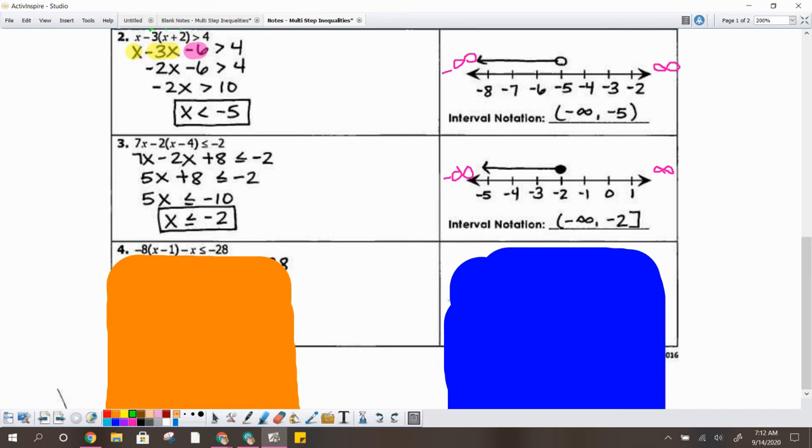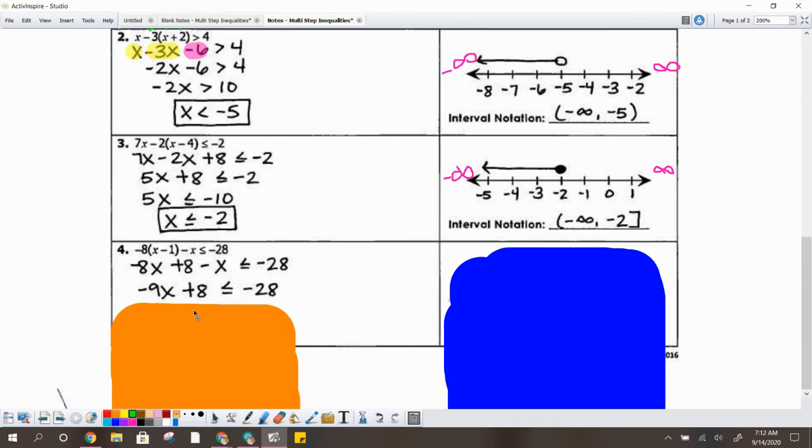Number 4, we're going to go ahead and solve this. So I've got negative 8 times parentheses x minus 1 minus x is less than or equal to negative 28. So step 1, distribute. So I've distributed the negative 8 to both the x and the negative 1. Make sure you're passing that negative out to both parts. So I've got a positive 8 now, minus x is less than or equal to negative 28. Step 2 is to combine our like terms, negative 8x and negative x to get a negative 9x.